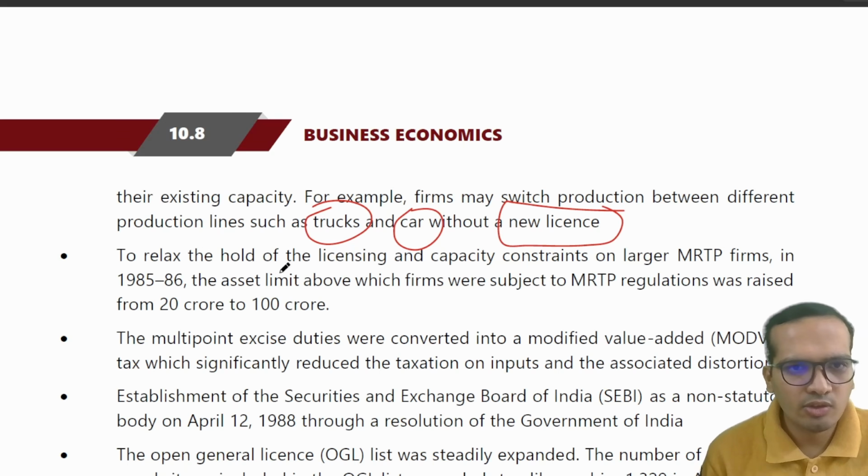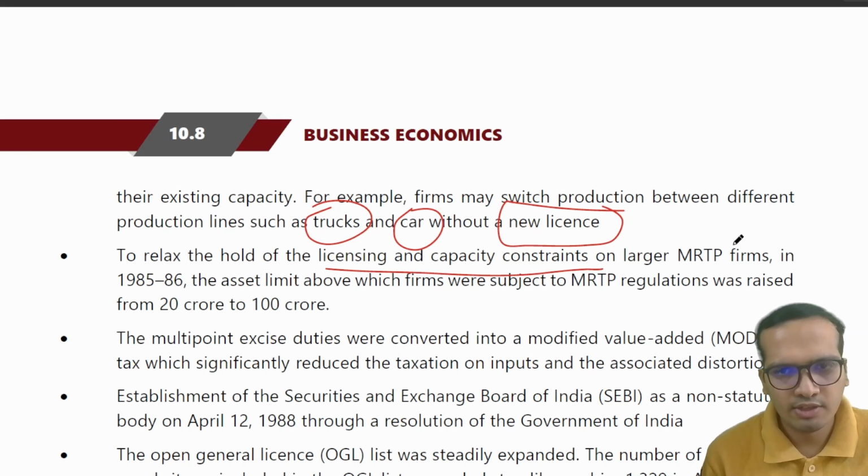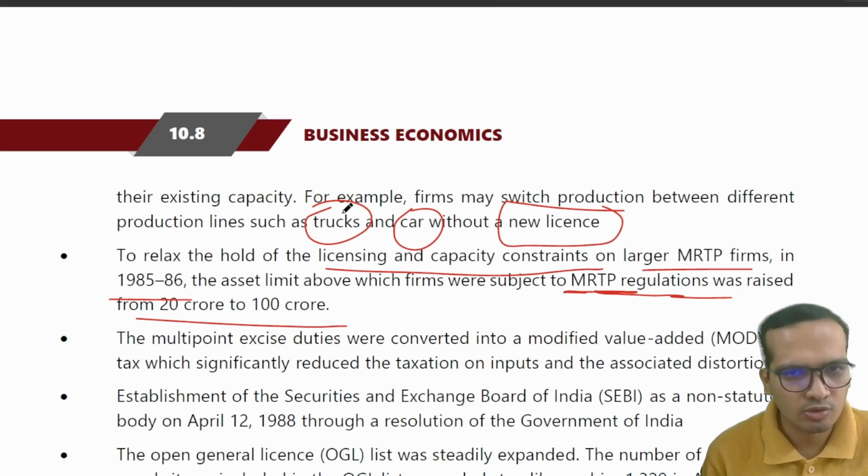Then, to relax the hold of the licensing and capacity constraints on larger MRTP firms, in 1985-86, the asset limit above which firms were subject to MRTP regulations was raised from 20 crores to 100 crores. MRTP एक्ट के कुछ लिमिट रखा था कि जिनका टर्नओवर है, जिनकी टोटल एसेट्स 20 CR तक है, उनके ऊपर ही एप्लीकेबल होगा. बाद में वो लिमिट को 20 से 100 CR किया.